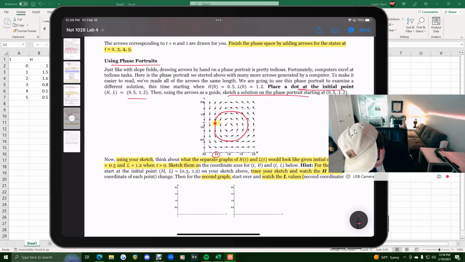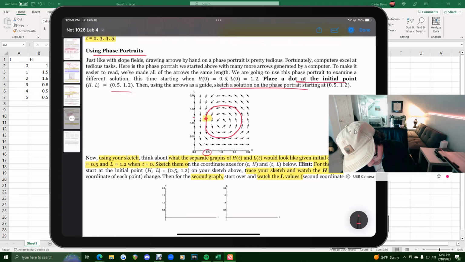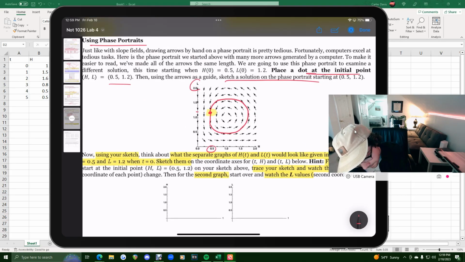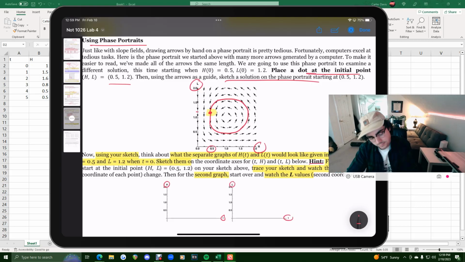Now, using your sketch, think about what separate graphs of H of t and L of t would look like given the initial conditions. So what they're trying to say here is going backwards on this graph. This graph is L and H, but now they want us to translate it to a graph of H and t, and then of L and t. They give you this hint that maybe could have been worded better.